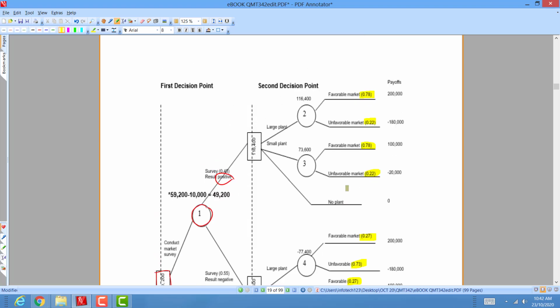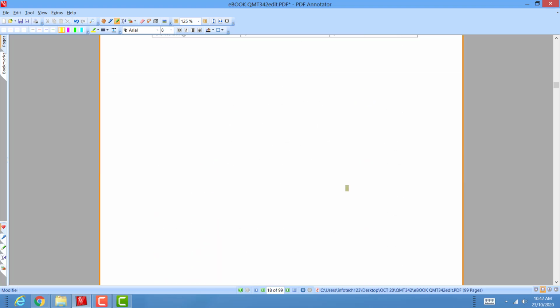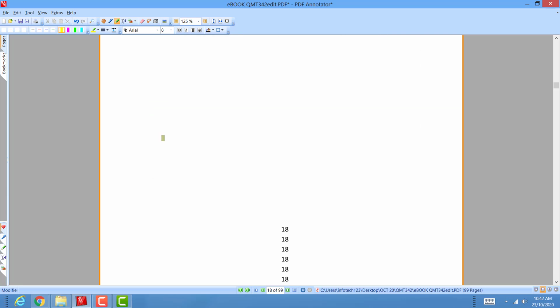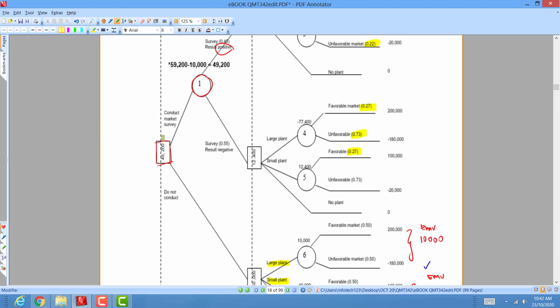Alright, next. If you look at the next probability, 0.27 is the probability of a favorable market given it comes from the negative survey result. So we look at the branch that has negative and favorable, and it will be 0.27. Unfavorable is 0.73. This one is the same as well.